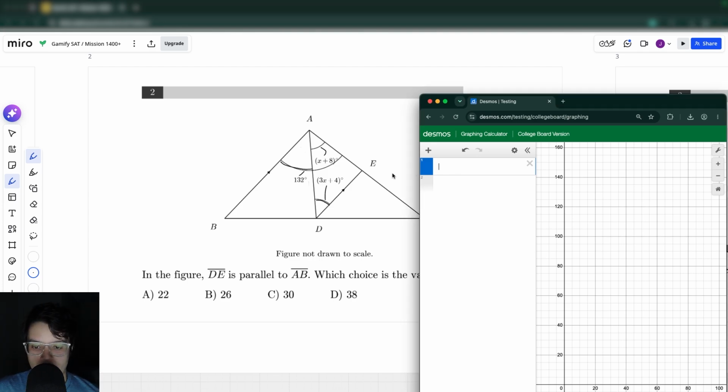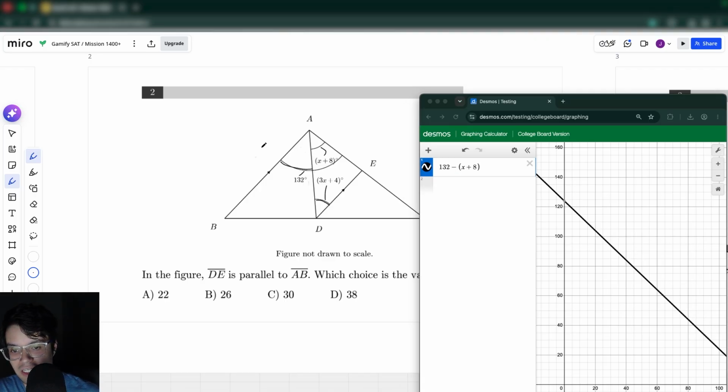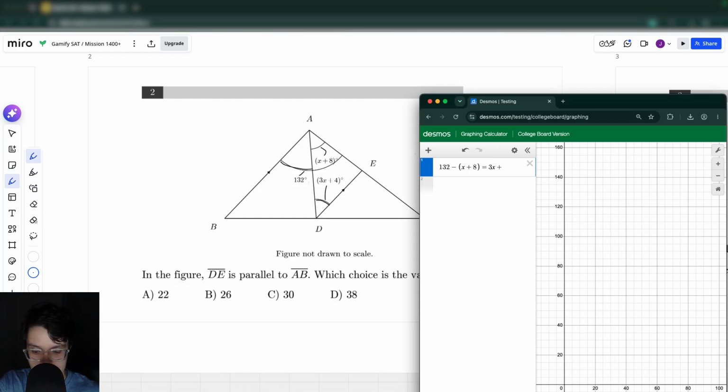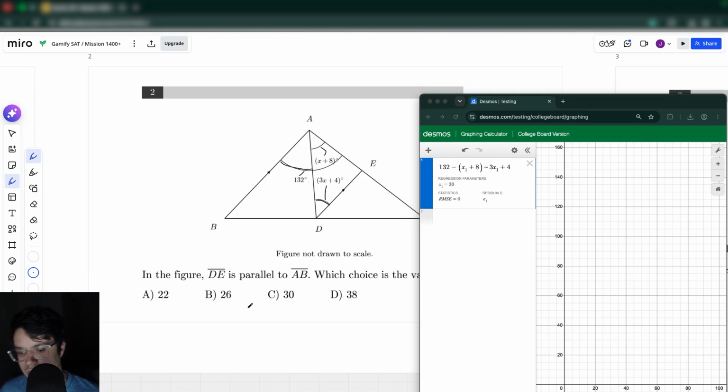So let me just go ahead and write some equations. We know this whole thing must be 132, but we don't know what this angle specifically is. In order to find that, we could just say 132 minus this annoying x plus 8. So now we have just this angle BAD. And then that must be equal to 3x plus 4 because we just have this angle over here. Since there's only one variable in this, I can just put 1 and 1 and then just put a tilde, and that gives me the answer being 30, which yes is the right answer.